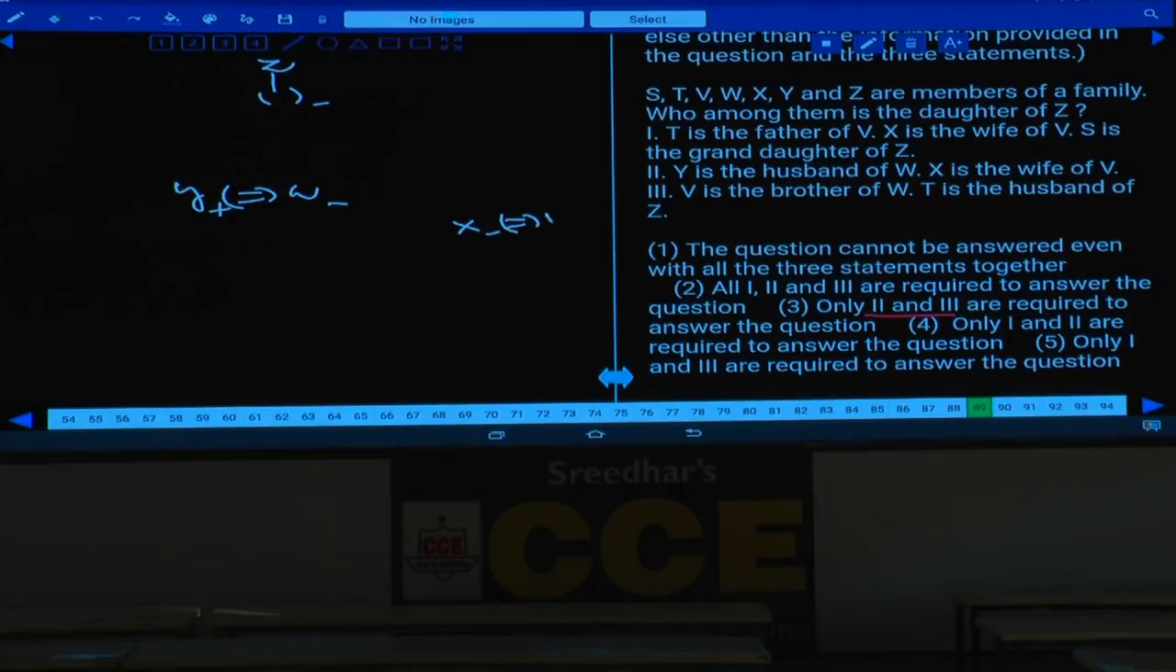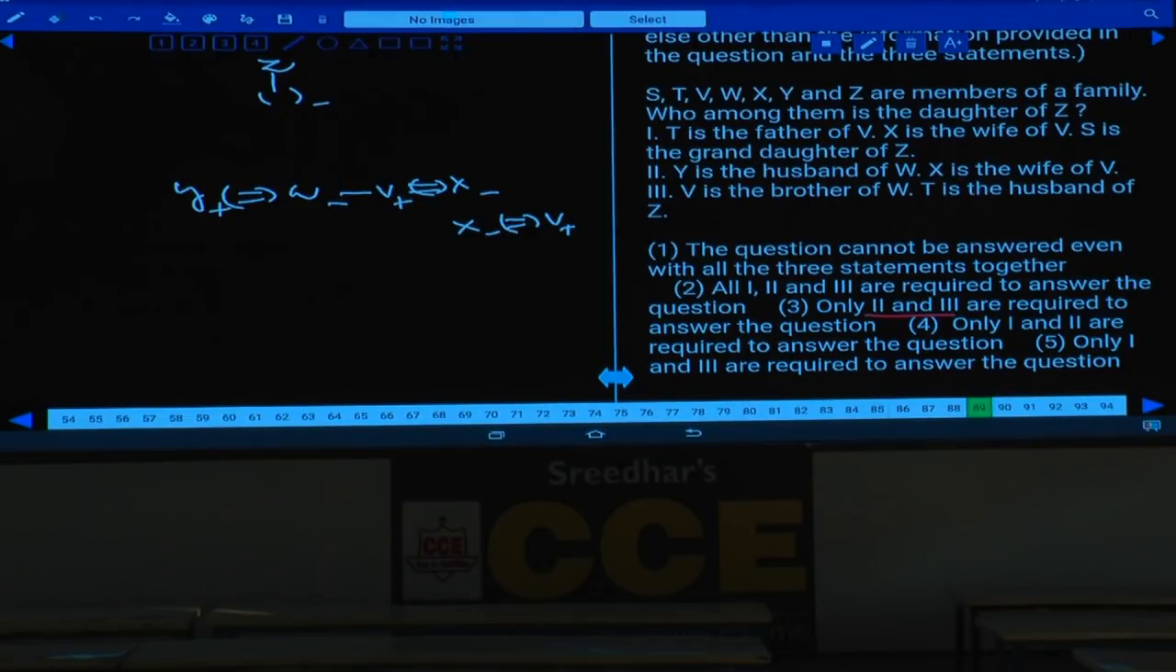X is the wife of V. Then the third one: V is the brother of W, and X is the wife of V, and T is the husband of Z. Hence with the help of 2 and 3 we cannot determine the relation of T and Z with any one of these persons. Hence 2 and 3 is not sufficient.